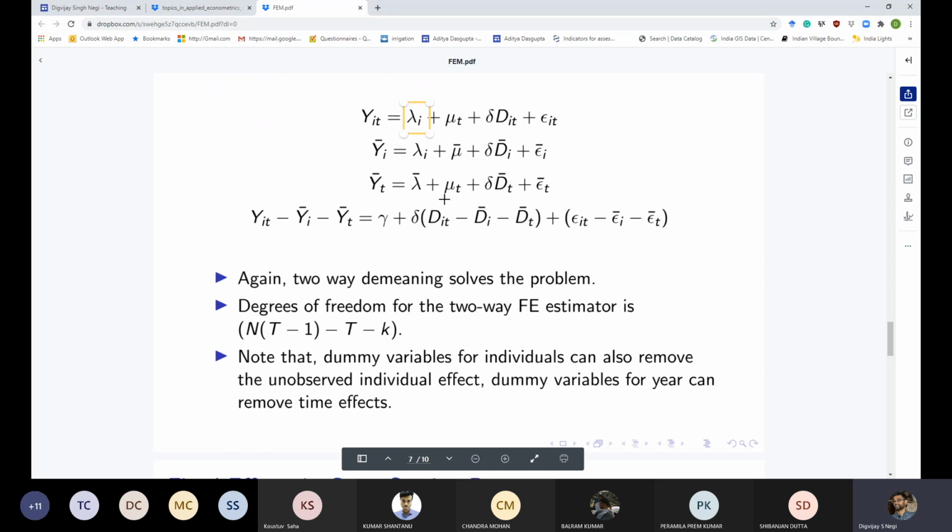So you can do that too. I'll show you how we do this in Stata, and I'll actually show you what these lambdas and mu's look like, and hopefully that will clarify what I'm talking about. Okay, so dummy variables for individuals can also remove the unobserved individual effect. Dummy variables for year can remove time effect. So dummy variables for individuals can remove lambda i's, and dummy variables for year or time can remove mu's.